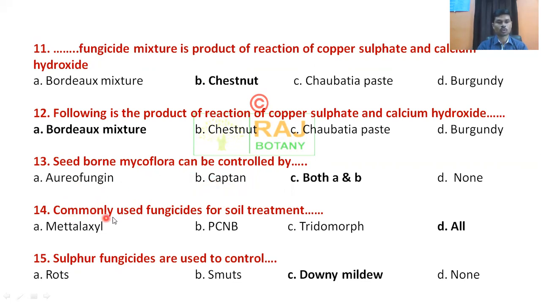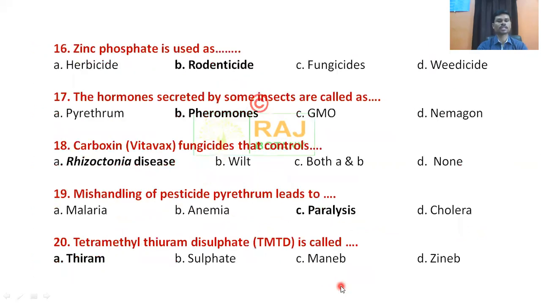Next MCQ, commonly used fungicides for soil treatment. All are used for the treatment of the soil, that is metalaxyl, PCNB, tridemorph. All fungicides are used for the soil treatment. Therefore, D option is correct. Next MCQ, sulfur fungicides are used to control the downy mildew disease. Next MCQ, zinc phosphate is used to control the rodents.